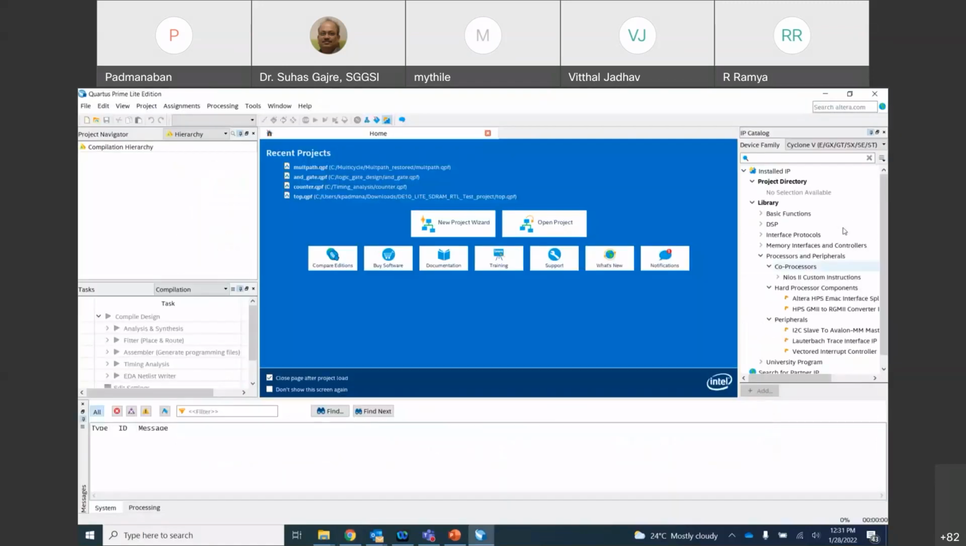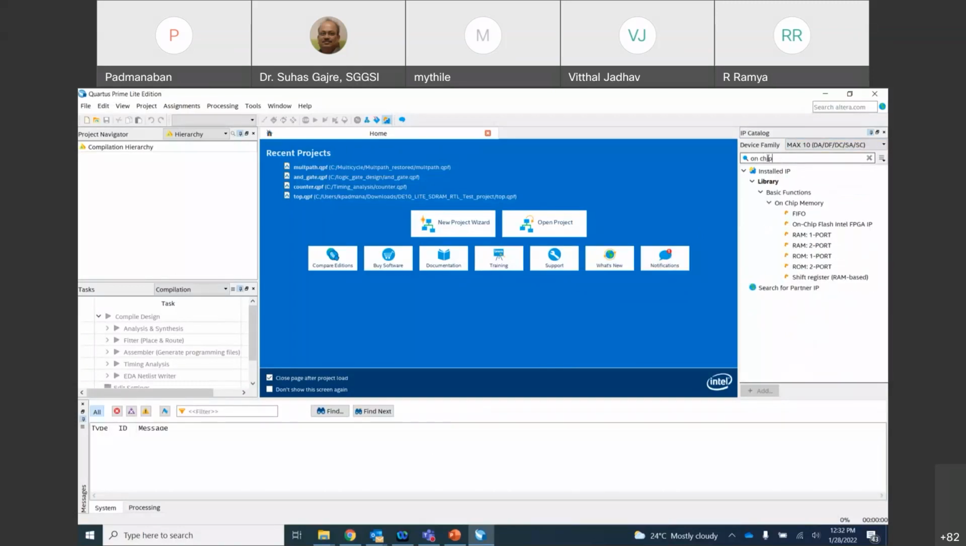So if you go through the intellectual property here, for example, I select here Max-10. Now what we are supposed to do here, for example, we say that I wanted to create a new project wizard. You can create new project wizard and then we can bring the intellectual property from here. So you can bring the logic from the intellectual property. Let us identify one now. For example, I type here on-chip memory.